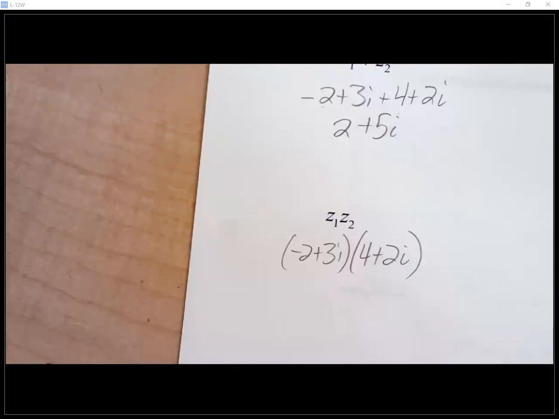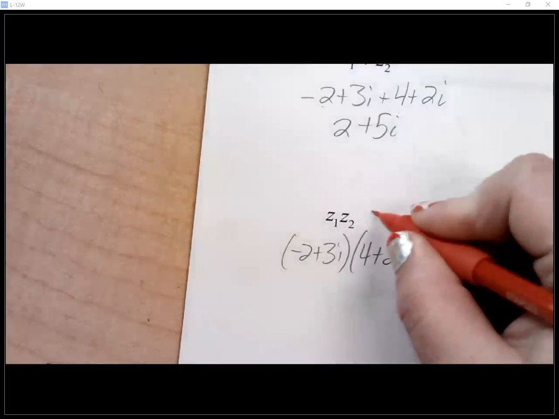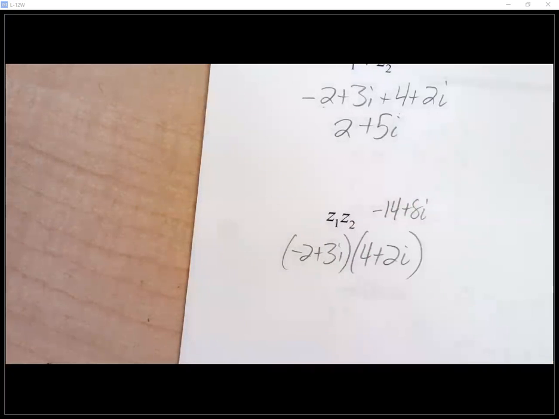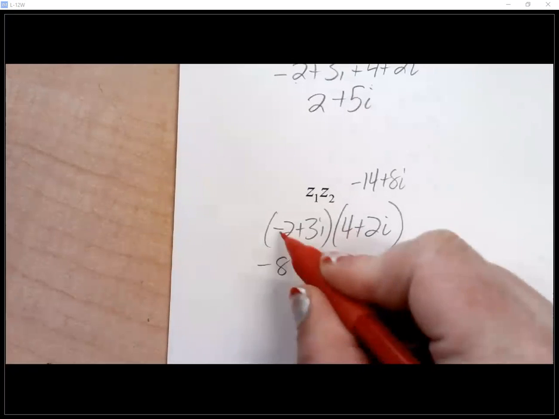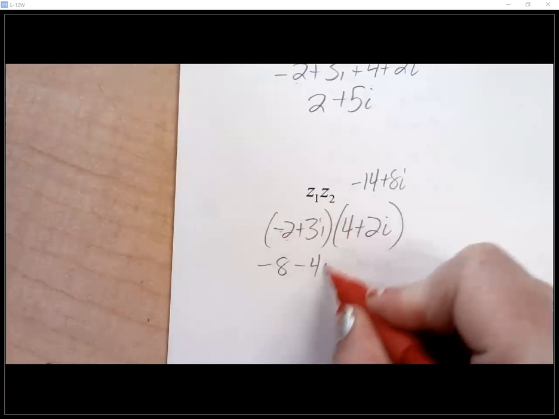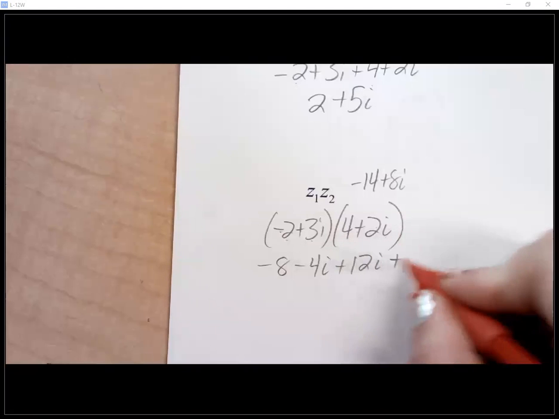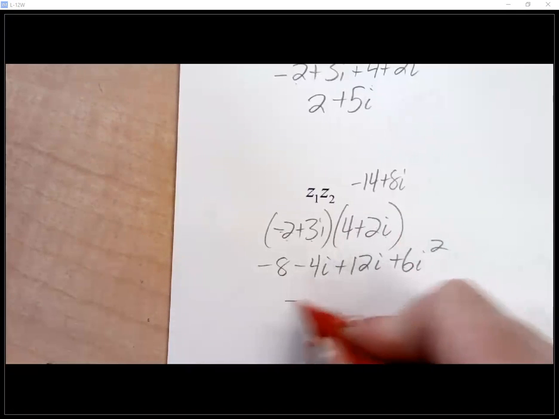Kenzie, you got this one too? I got -14 plus 8i. Yeah, all right. So I'm going to FOIL it real quick. -8, outsides minus a 4i, insides plus a 12i, and then last, be careful, that's going to be a plus 6i squared. All right, my middle terms are going to combine like normal. So that's a plus 8i.